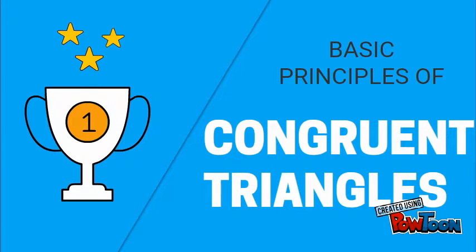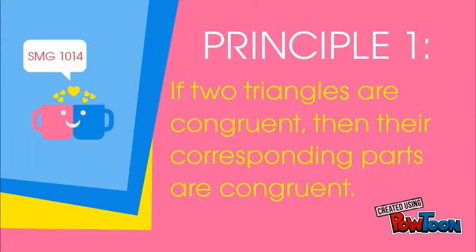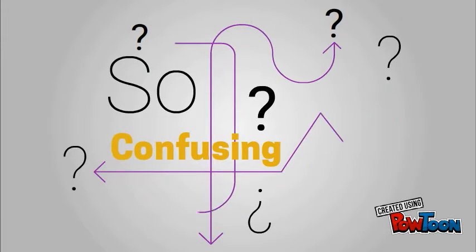Next, we will learn about the basic principles of congruent triangles. Principle 1. If two triangles are congruent, then their corresponding parts are congruent. So confusing? Let's take a look at the picture in the next slide.